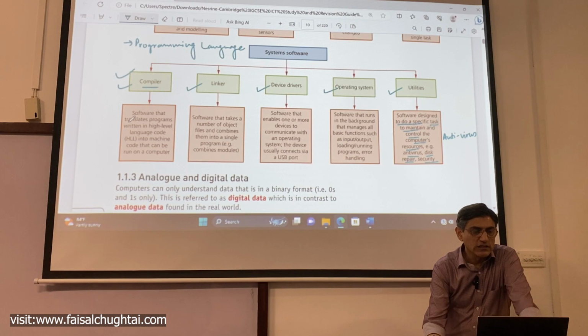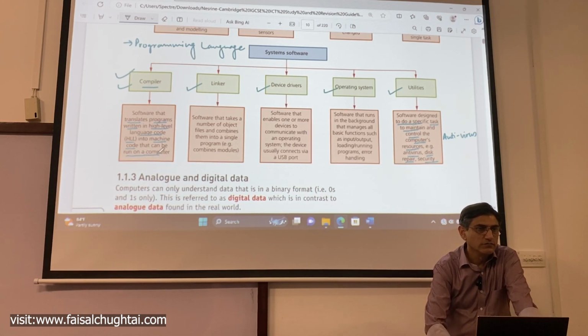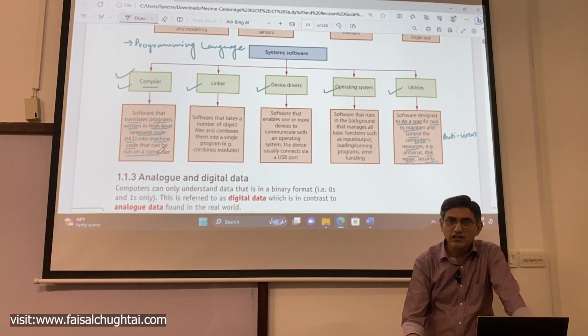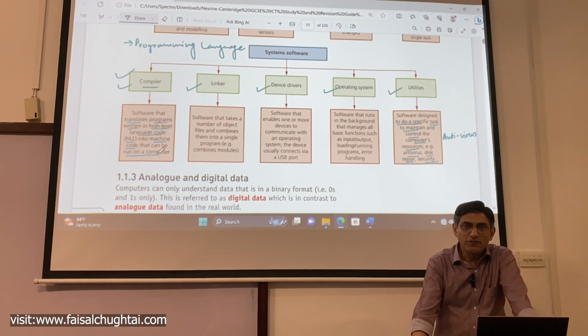Software that translates programs written in a high level language code (HLL) into machine code that can be run on a computer. Do we understand this statement very well now? If I had read it directly, you would have had a lot of questions. You would have asked me, what is translation? What is a high level language? What is meant by machine code and what not?